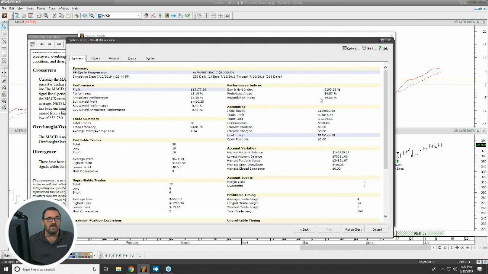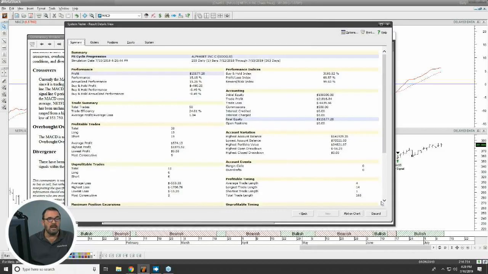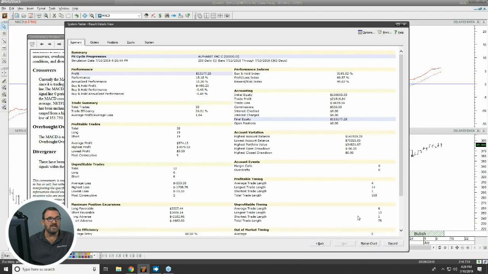If you're familiar with MetaStock, you're familiar with this system report. Regarding this particular instance, we see that we had a profit of 15,117. And the buy and hold profit, well, there wasn't a buy and hold profit. It would actually have declined on the buy and hold. So at least we beat the buy and hold. And that's pretty good information.